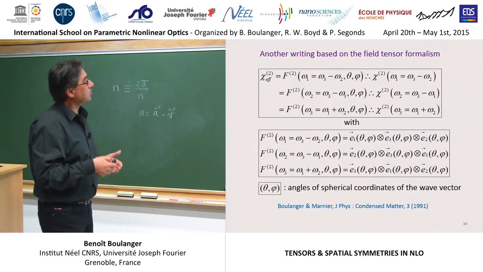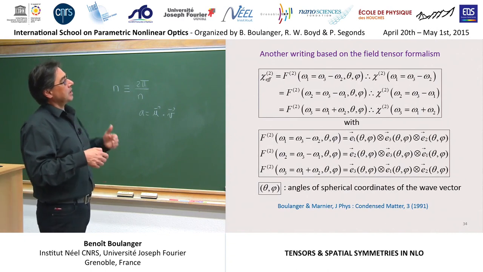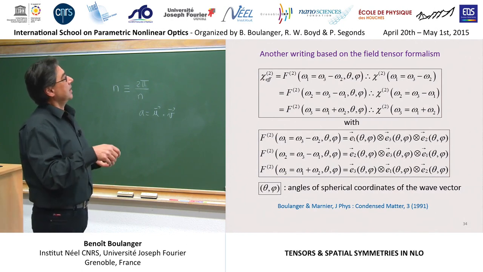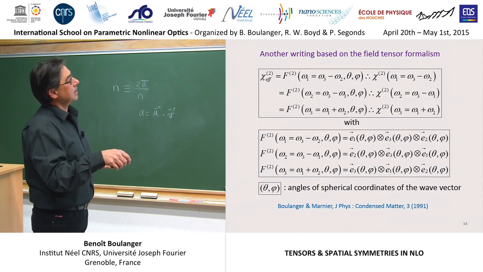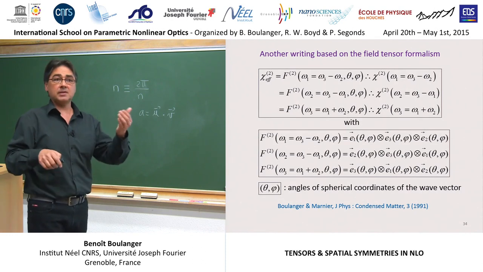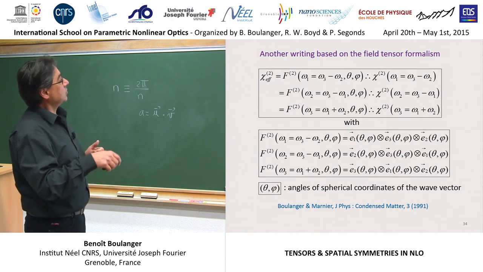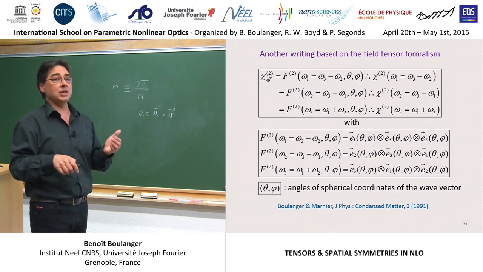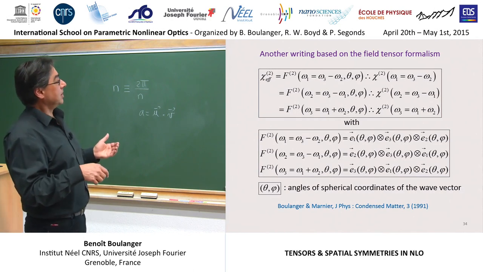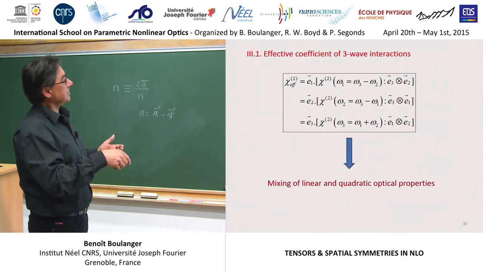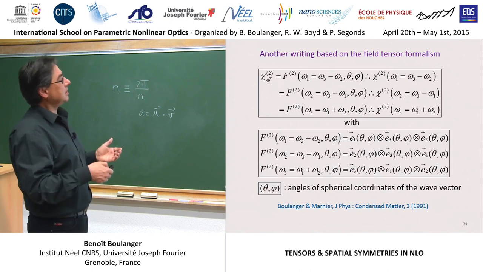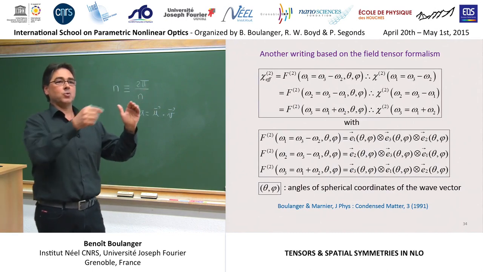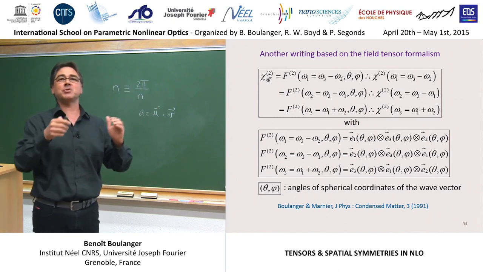And a long time ago, I proposed a new formalism, and I proposed to write the effective coefficient by these tensorial equations. F2 contracted by chi2. I put three dots here because chi2 is a rank 3 tensor. And F2 is equal to what? Simply to the tensor product of the three interacting electric fields. So this is fully equivalent to this. So you see here that you have the contracted product between two tensors of the same rank. So we are working with something which is more symmetrical.